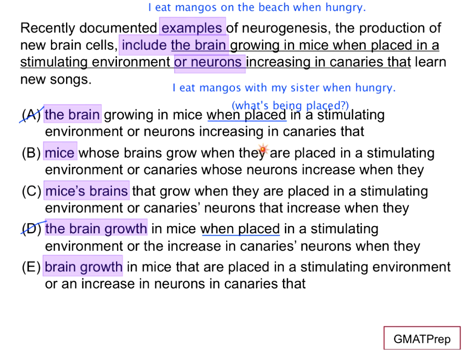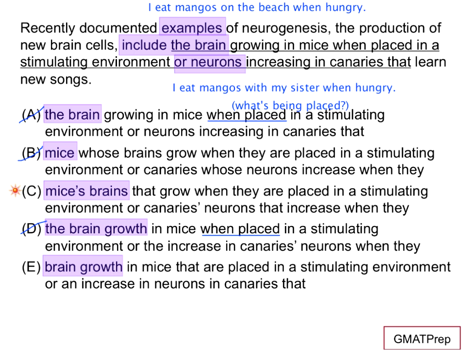So it's a little bit different in B and C because the structure is a little different. So in B, we've got mice whose brains grow when they are placed in a stimulating environment. I would call that ambiguous, because my first thought would be that they're placing the brains in the stimulating environment. And again, I'm feeling really sorry for these mice because I hope that's not what's going on. And then I go, oh, wait, they probably mean the mice. But the fact that I'm even thinking both of those things means that's ambiguous. It's bad. And then what's going on in C when they change it to mice's brains?